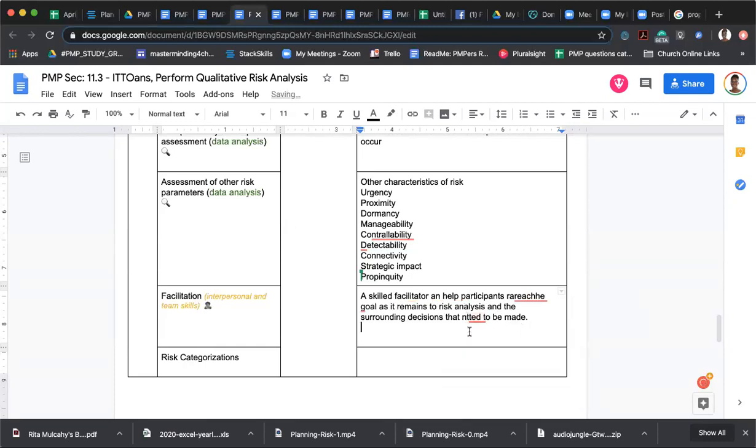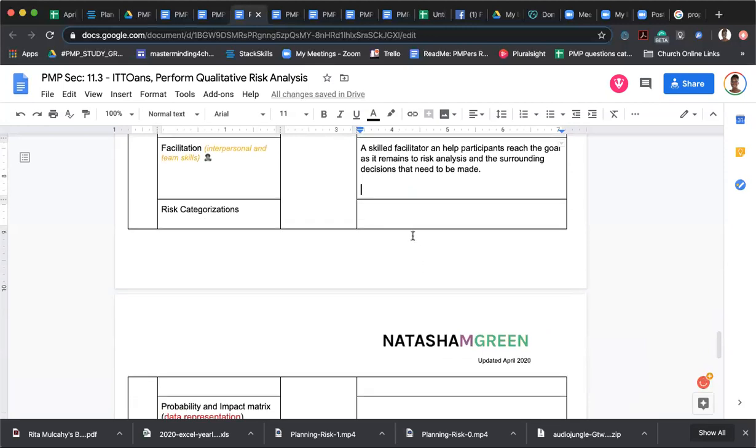And like I said, this is your ones after, so y'all could do what y'all need to do. Oh, we're almost done. Okay. Risk categorization. Source of the risk. And the risk breakdown structure.